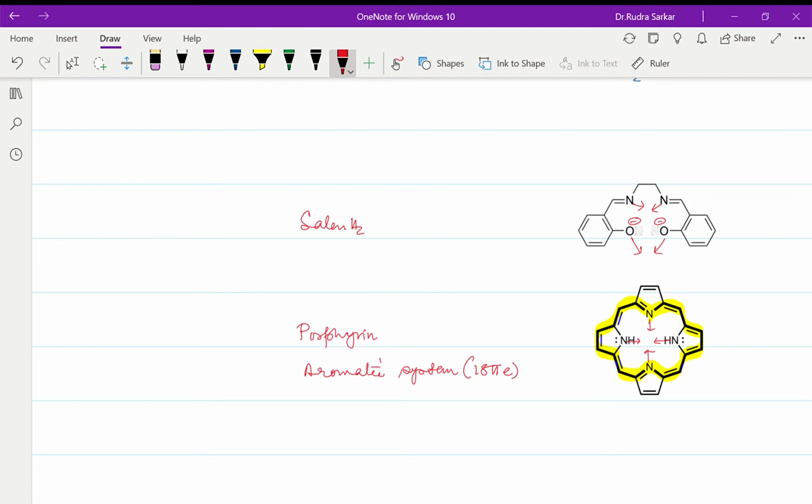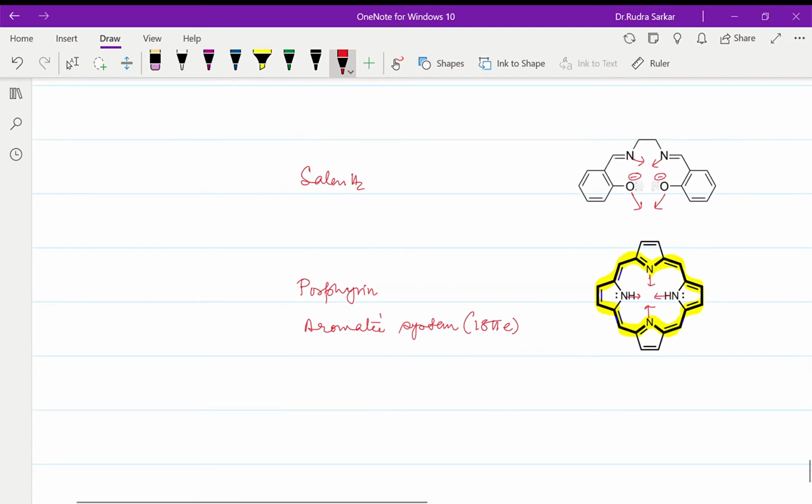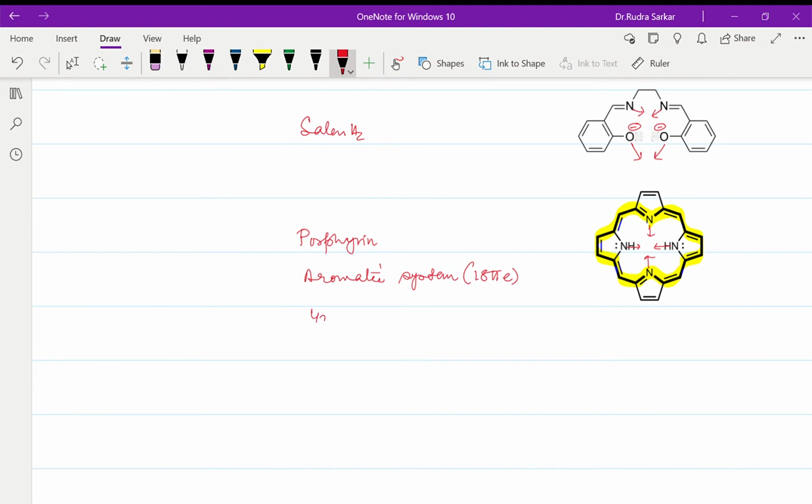And 18 is obviously a Huckel number. So if you calculate 4n plus 2 equal to 18, what is the value of n that you get? It will be 4.